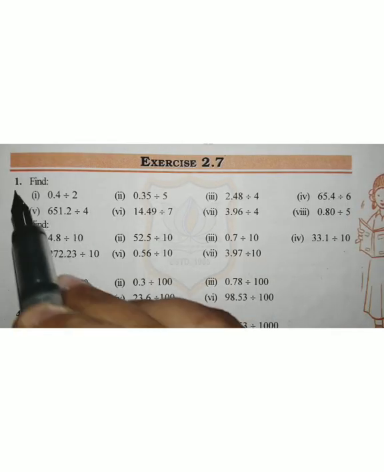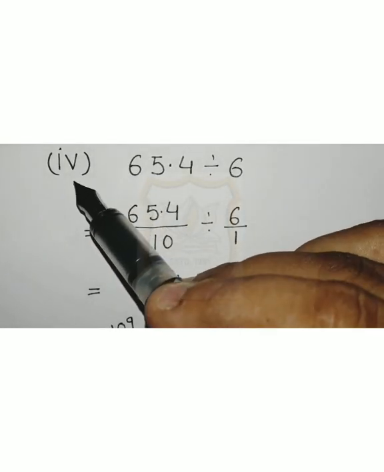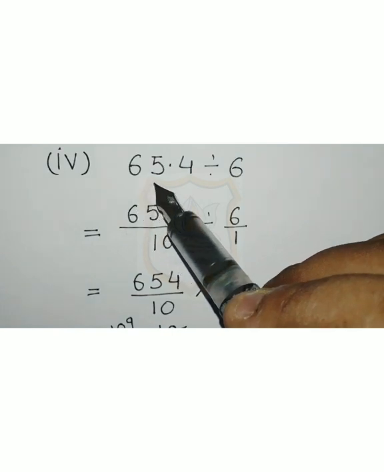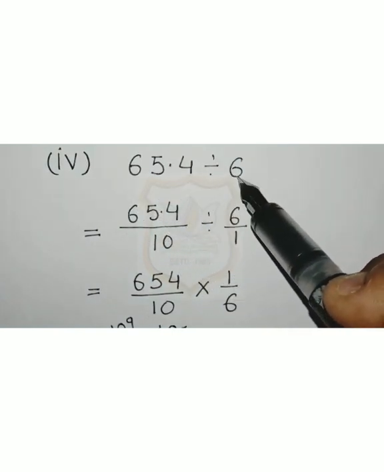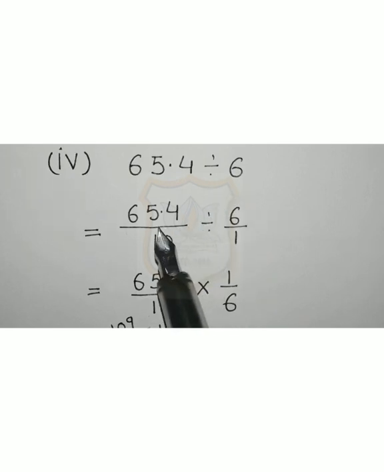Fourth part of question number 1, exercise 2.7 is 65.4 divided by 6. Now we will solve part 4th of question number 1, exercise 2.7, that is 65.4 divided by 6. In 65.4 divided by 6, we will first remove the decimal from 65.4.